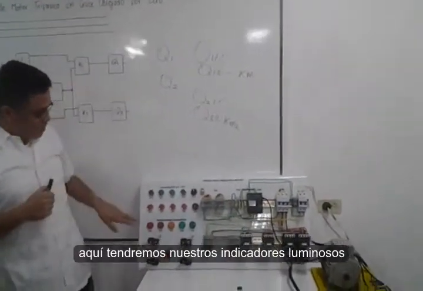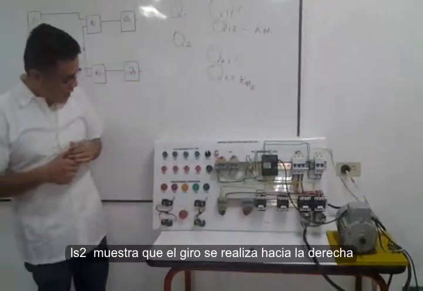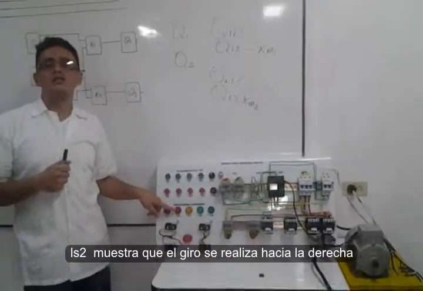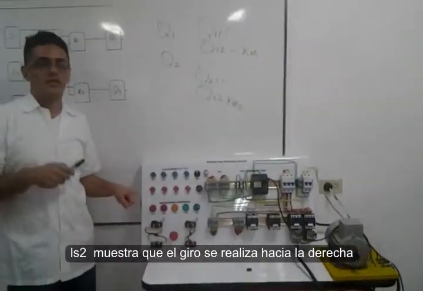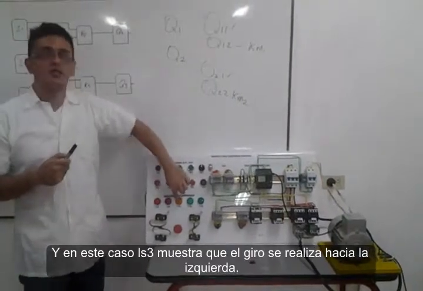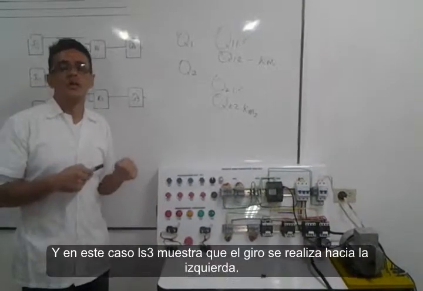Alright, so we have here the line indicators. What happened with this? LS2, in this case, shows that the rotation is clockwise. Alright, and in this case, LS3 shows that the rotation is counterclockwise.